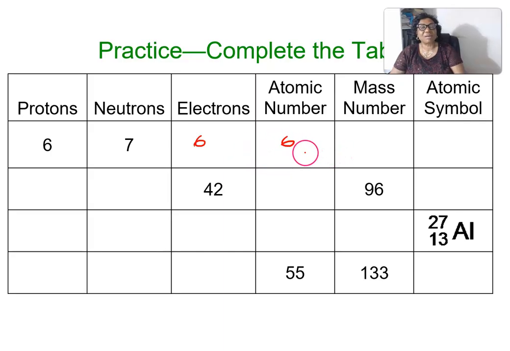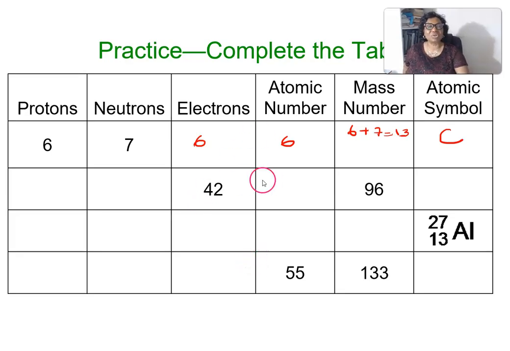And what is the mass number? Mass number is number of neutrons plus number of protons. So we have 6 plus 7, which is 13. And what is the symbol of the element? We said the number of protons determines the element. So the element with 6 protons in our periodic table is carbon. That's the symbol, and it's uppercase. So please use that to complete this table and practice it.